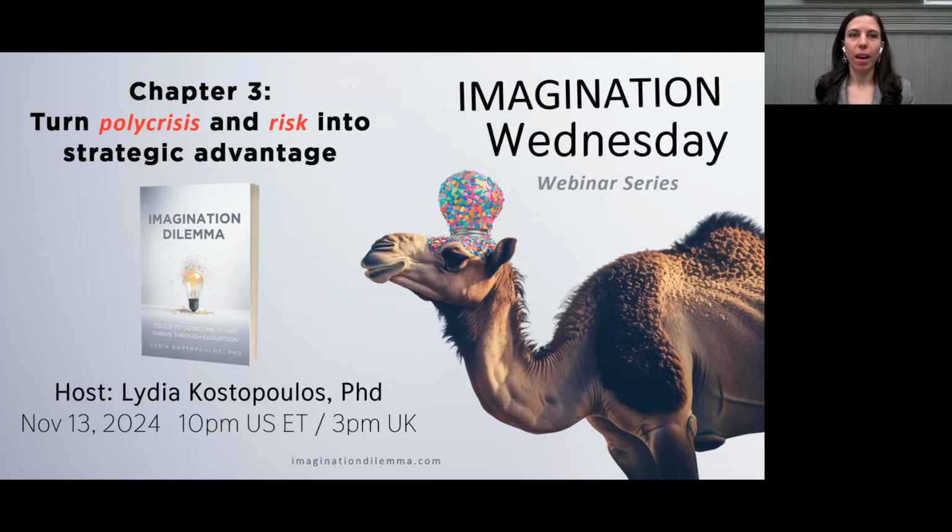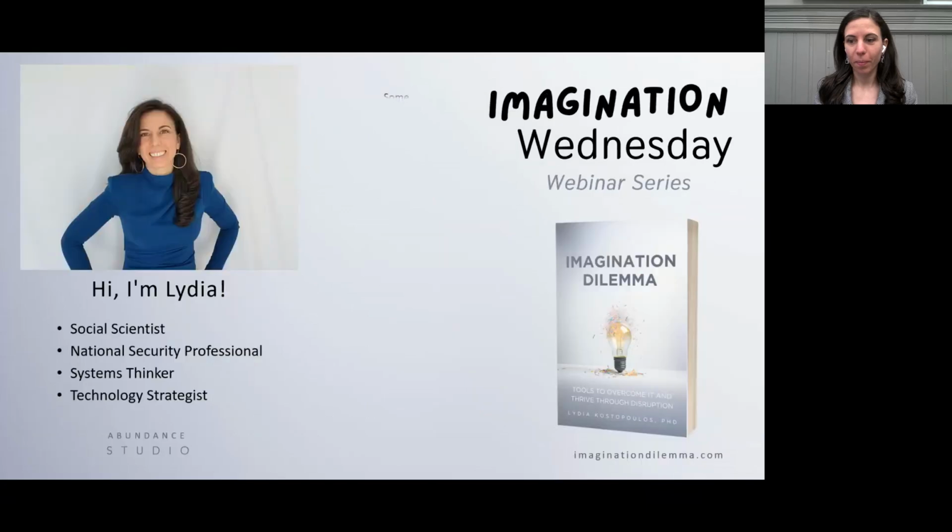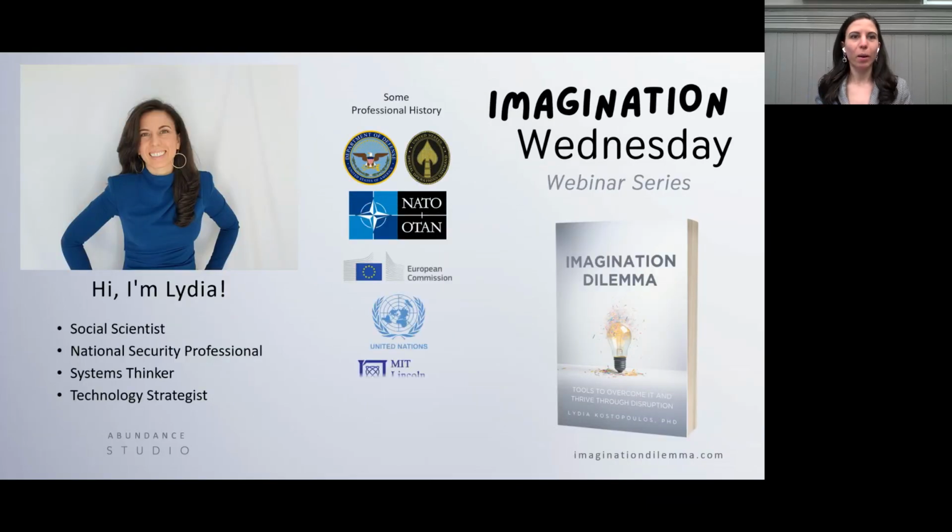This Wednesday, we're going to have polycrisis as our topic. It's chapter 3 from the Imagination Dilemma book, and we're going to look at the different elements of the polycrisis, tools that we can use to imagine through that, and then also look at innovative ways that people have thought about the polycrisis differently. So let's begin.